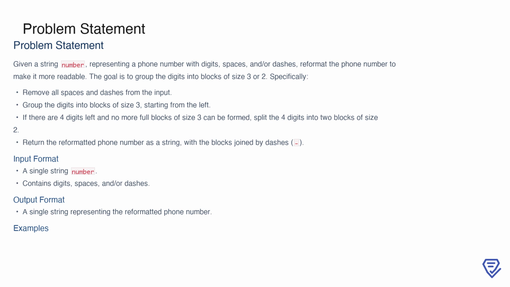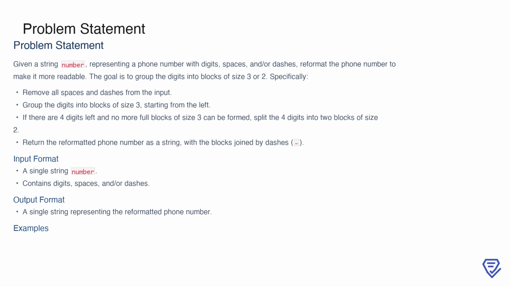The phone number is given as a string that may contain digits, spaces, and dashes. Our goal is to transform this input into a standardized format by grouping the digits into blocks of size 3 or 2. First, we need to clean the input by removing all spaces and dashes. Then, we group the digits into blocks of size 3, starting from the left. If we reach a point where there are exactly 4 digits left, we split those into 2 blocks of size 2. Finally, we return the reformatted phone number as a string, with all the blocks joined by dashes.